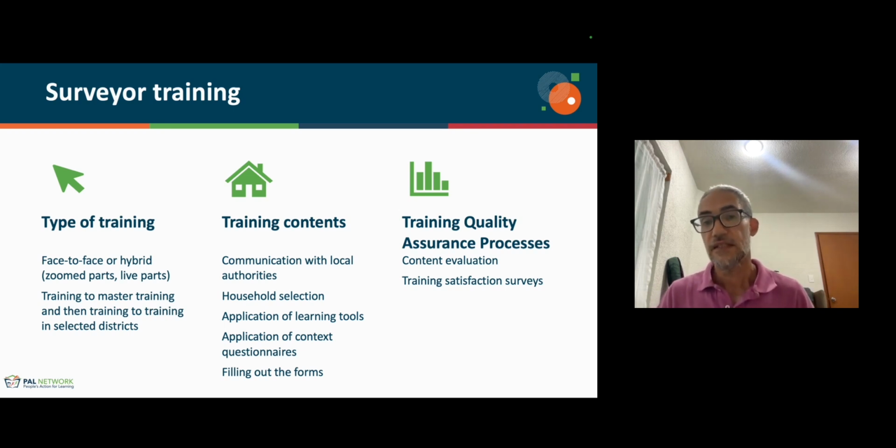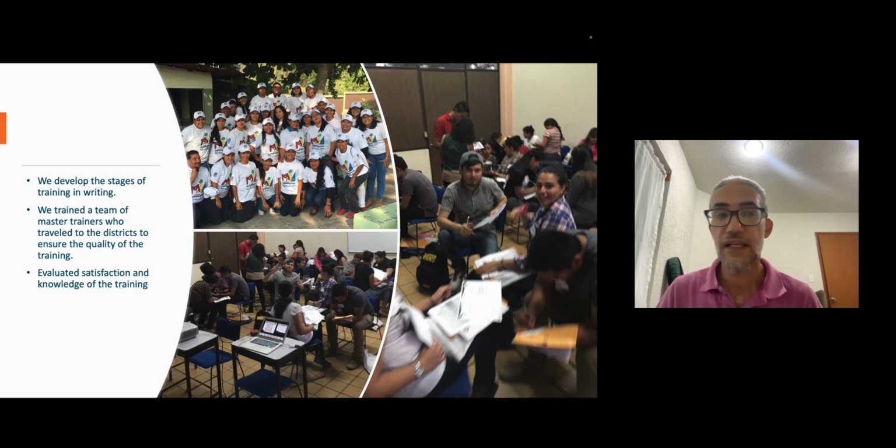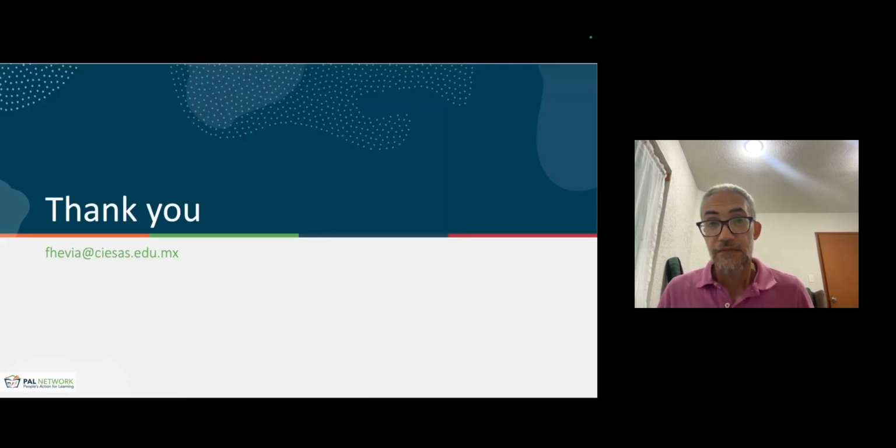And finally, it's necessary to understand and include training quality assurance processes. That includes content evaluation and training satisfaction surveys. In the Mexican case, we developed the training in stages. We trained a team of master trainers who travel to the districts to ensure the quality of the training and evaluate satisfaction and knowledge of the training. That's all. This is finished. In this part, our video finishes.